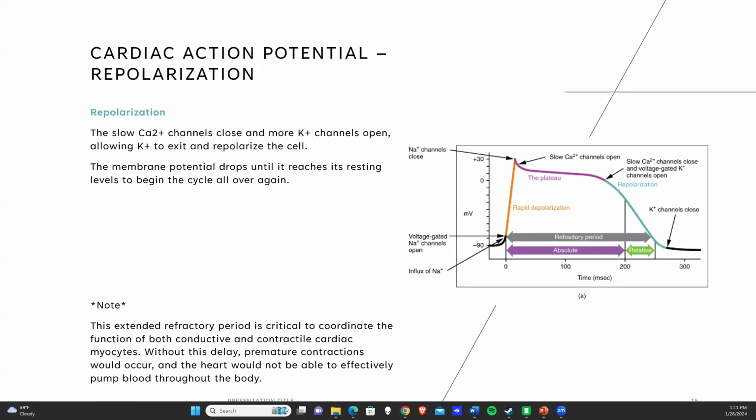Without that delay, the heart would tend to contract on its own, creating some sort of arrhythmias, or the heart would not be able to effectively pump blood throughout the body without that plateau period.